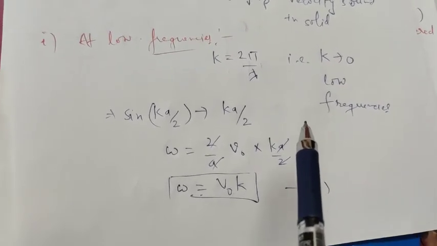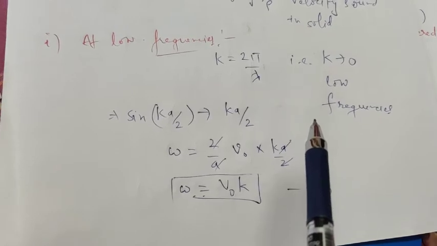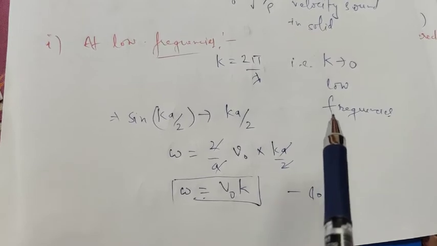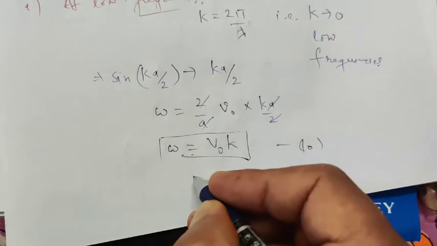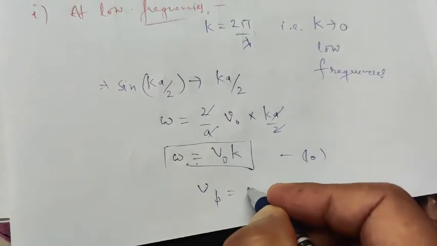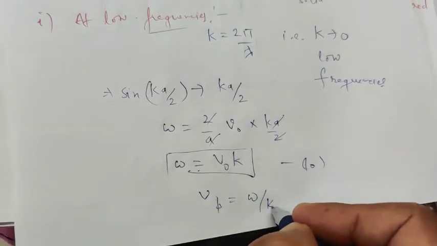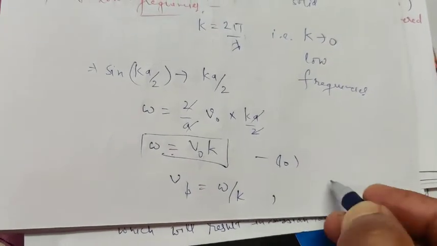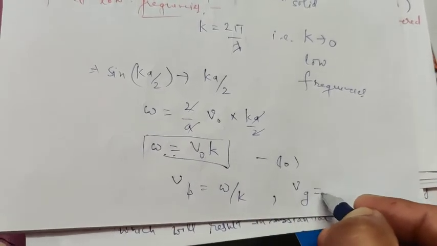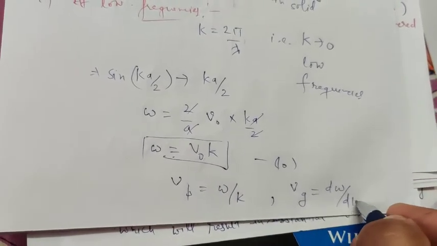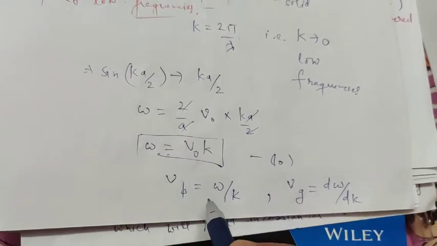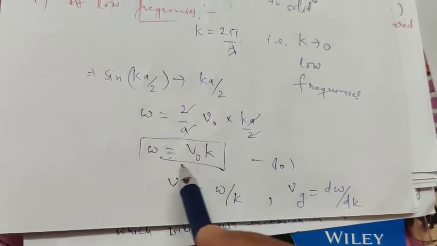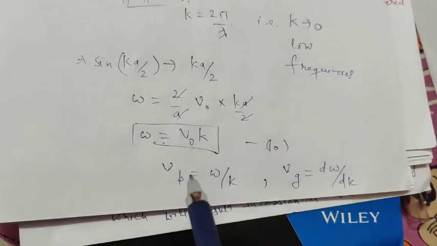Phase velocity is defined as the rate of advance of a point of constant phase along the propagation direction of the wave, and phase velocity is given by Vp is equal to omega upon k. Group velocity is the advancement of the whole wave packet. This Vg is d omega upon dk. So we define two types of velocity, phase velocity and group velocity. Group velocity is for the whole wave packet, and phase velocity is for a particular point which advances along the wave with constant phase.